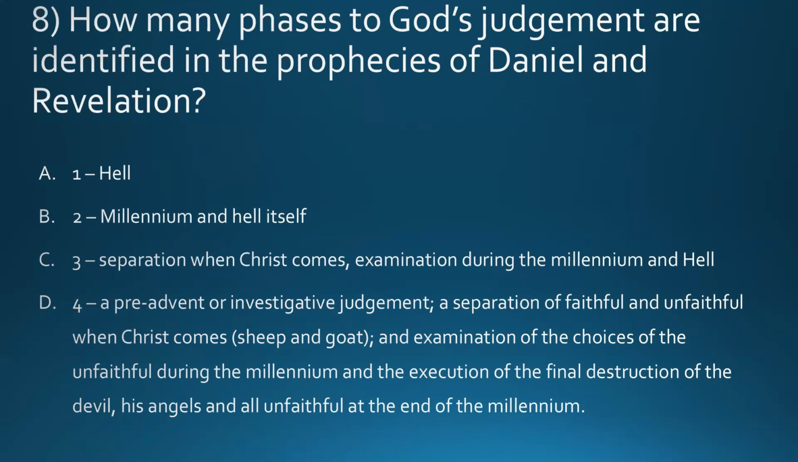Or is it four phases? A pre-advent or investigative judgment, a separation of the faithful and the unfaithful when Christ comes, sheep and goat, an examination of the choices of the unfaithful during the millennium, and the execution of the final destruction of the devil, his angels, and all unfaithful at the end of the millennium, right? So which of this is correct? Is it one, two, three, or four phases of the judgment?